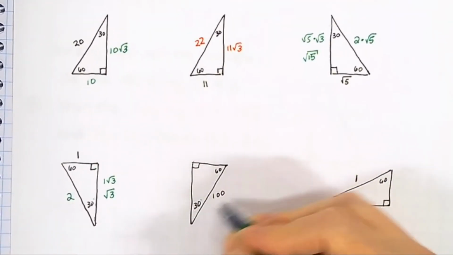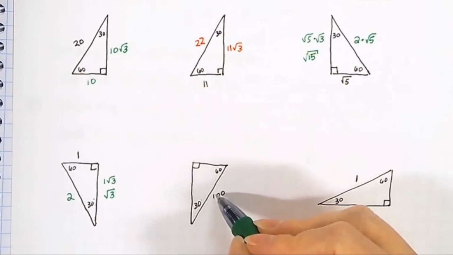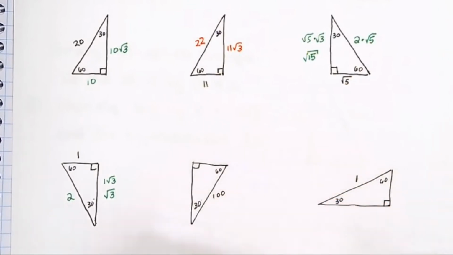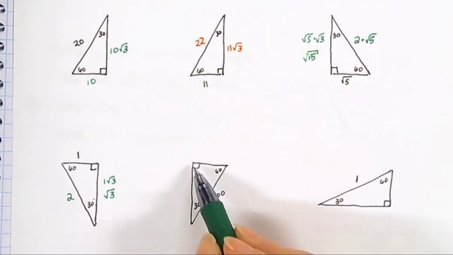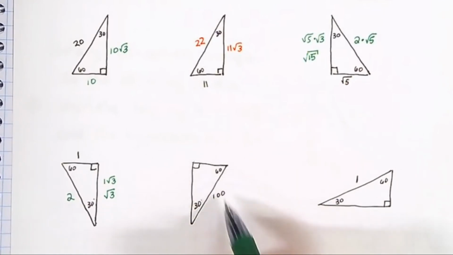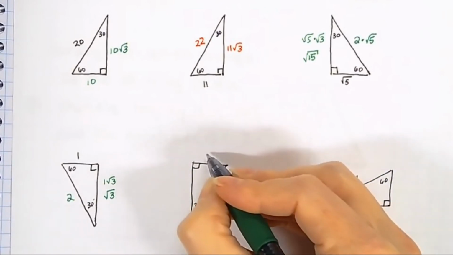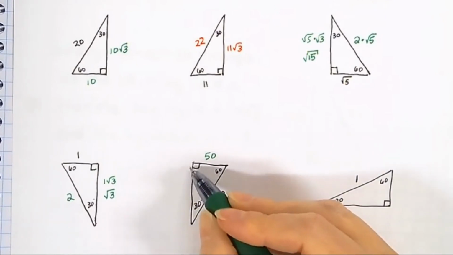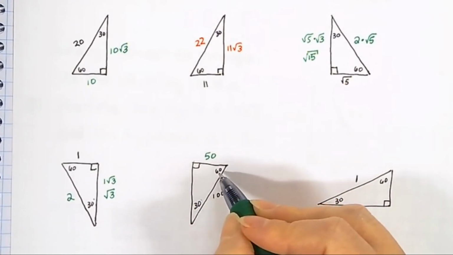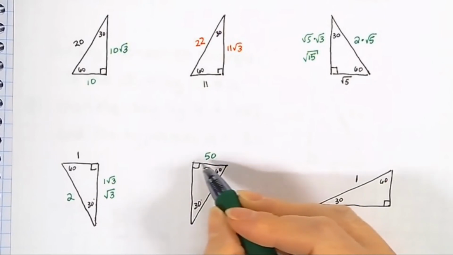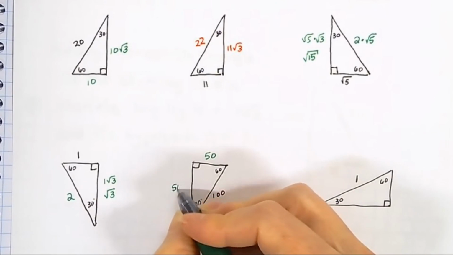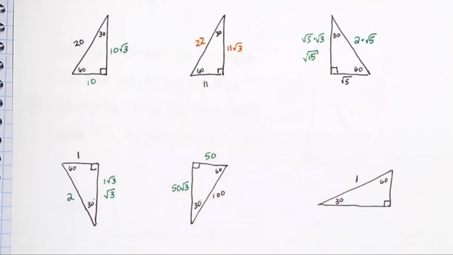Again, this one is turned around, but I can still identify that this side is my hypotenuse. So the first thing I'm going to do is figure out the shortest side, because the shortest side is just half of that. And I can divide 100 in my head. I get that my shortest side is 50. My longer leg is going to be across from the 60-degree angle, is going to be that length, the short leg, times root 3. So that's just going to be 50 times the square root of 3. And there's your answer.